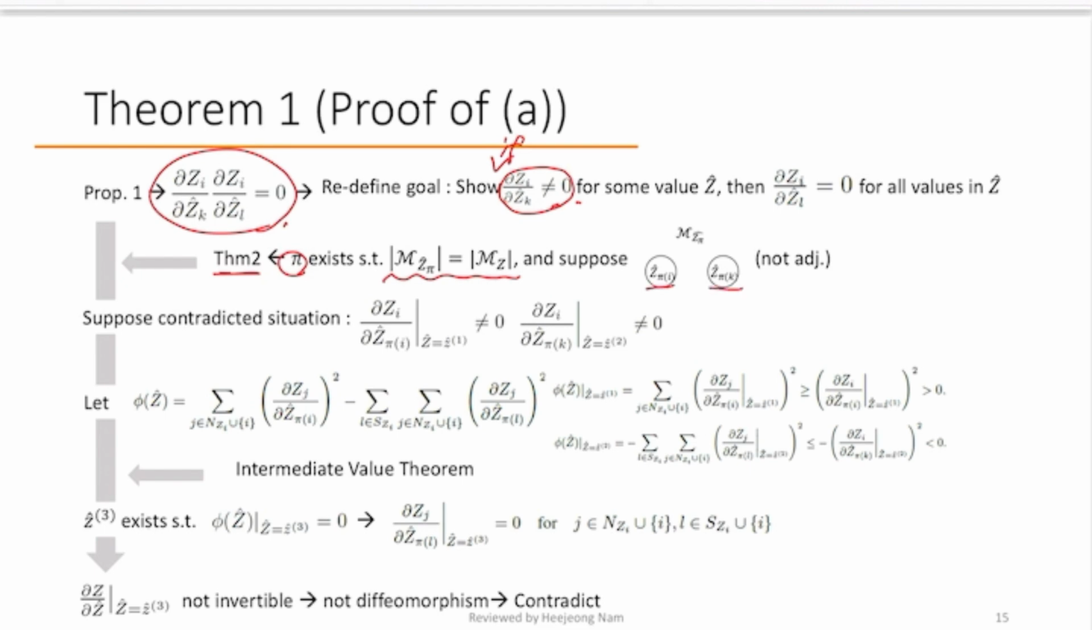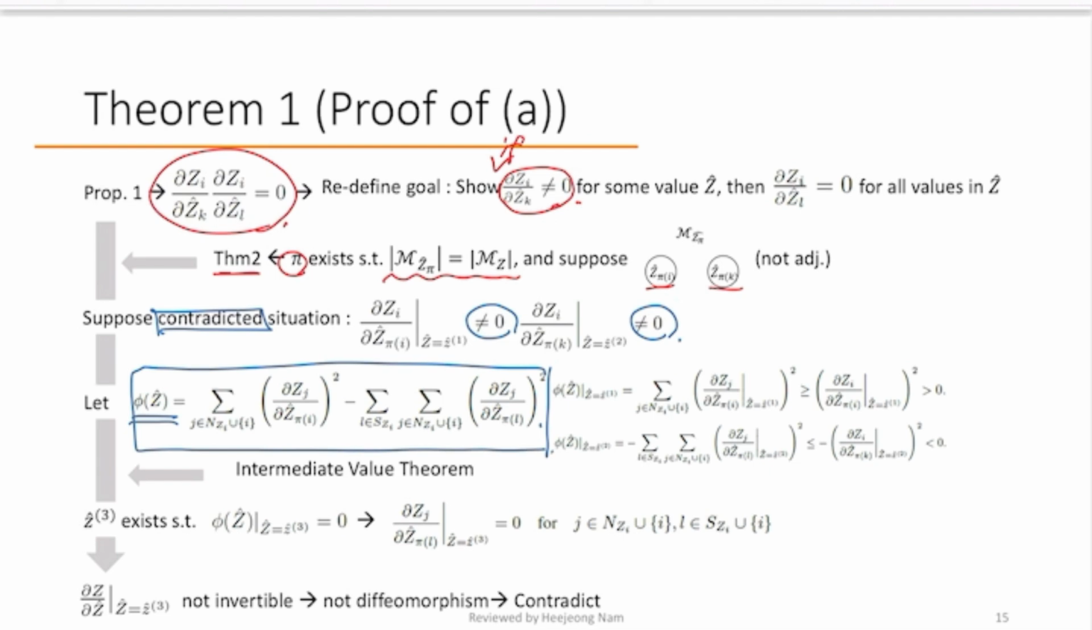Since we are going to prove theorem 1 by contradiction, we suppose that there is a situation in which these two equations are both not 0, and let's define phi of z hat as equal to this equation. Given the supposition, we put in the values z hat 1 and z hat 2 respectively and use the intermediate value theorem, and we can conclude that there exists a z hat 3 that makes phi of z hat equal to 0. However, since the derivative of z over z hat, when putting z hat 3 into z hat, is not invertible, it means that it is not a diffeomorphism, which is a contradiction.